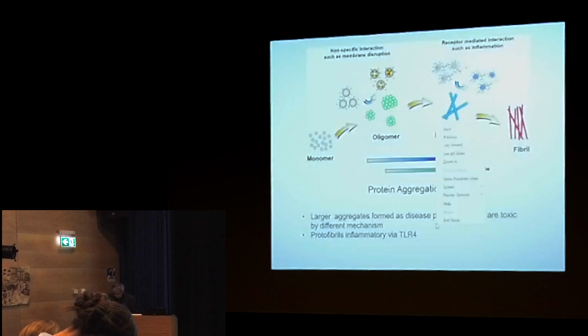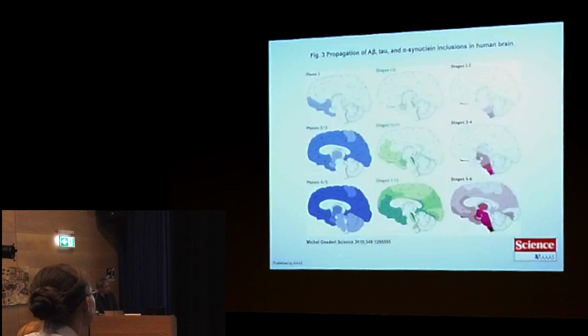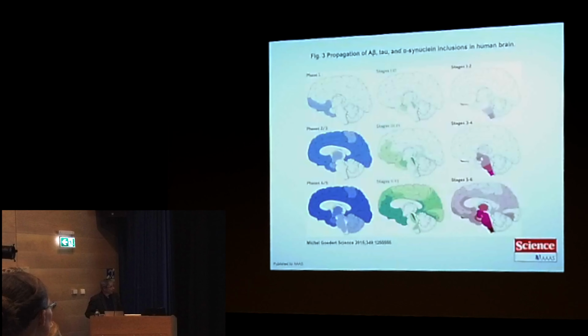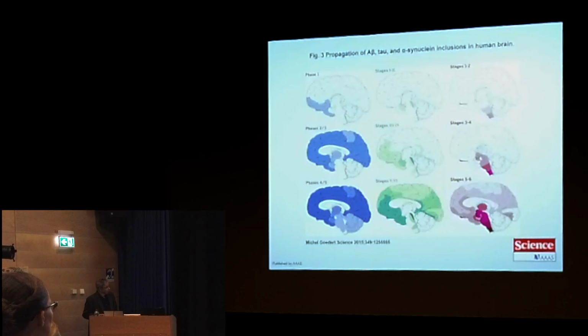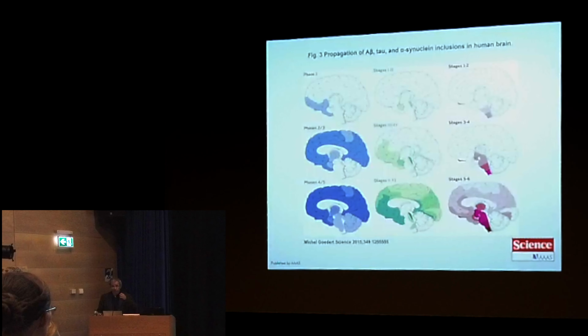The other really interesting thing about these diseases, so this is a review by Michel Goddard at the LMB, is that A beta appears to spread through the brain in a very characteristic pattern. Tau, which is the other protein, spreads through the brain but has a different pattern, and alpha-synuclein spreads through the brain but has a different pattern. So this gave rise to the idea that these aggregates actually spread by interconnected neurons through the brain.